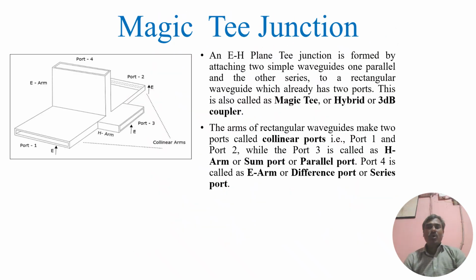Magic T, also called hybrid T, has four ports. The hybrid T can be obtained by joining two secondary waveguides, one along the broader dimension of the primary waveguide and another along the narrow dimension of the primary waveguide. So it has four ports. Port 1 and port 2 lie in the main waveguide. Port 3 is also called the H arm or sum arm, and port 4 is called the E arm or difference arm.